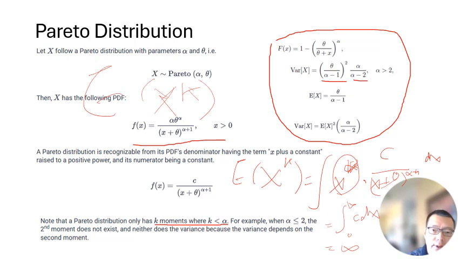Of course, this is just the simple case of k equal to alpha. If k is higher than alpha, then this will be even higher, and it will only get higher. That's why it's still infinity. So that's why k has to be less than alpha if you want to have the k-th moment.